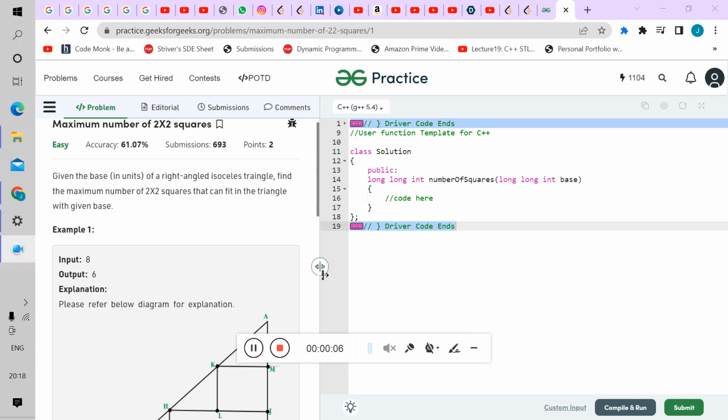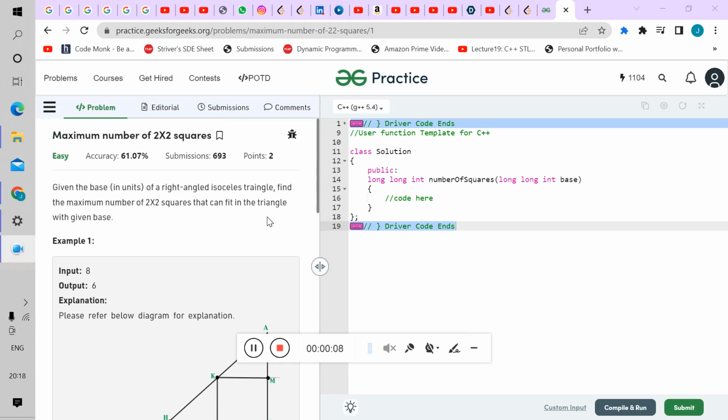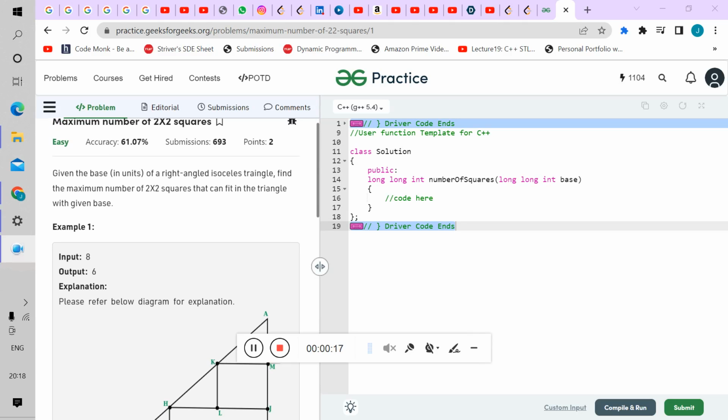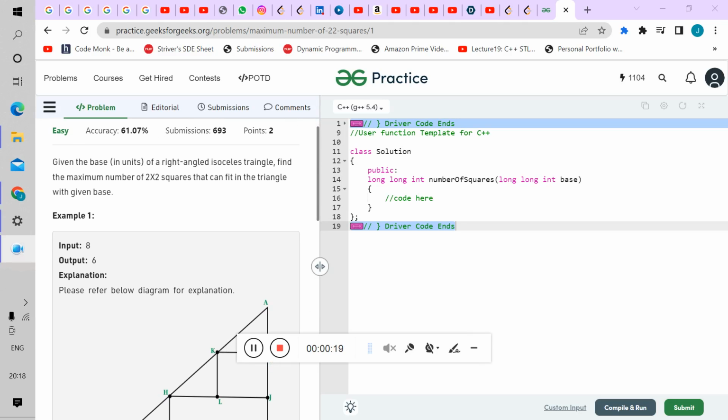In this video, we are discussing the GFG problem of the day, which is the maximum number of 2 cross 2 squares. It is an easy problem. So what are we given in this problem?